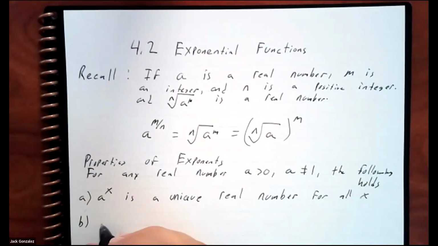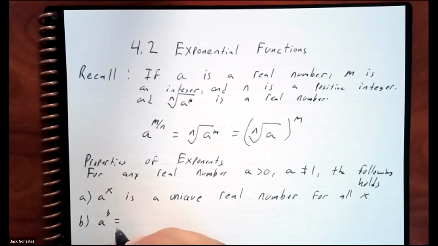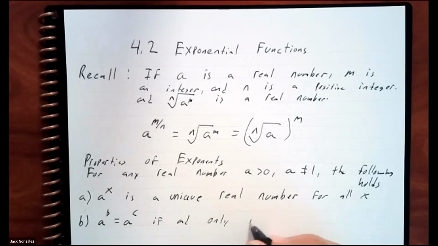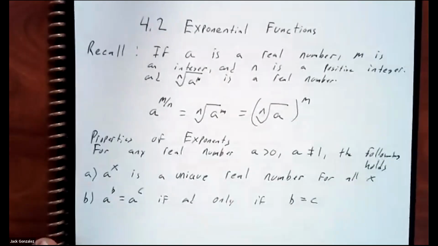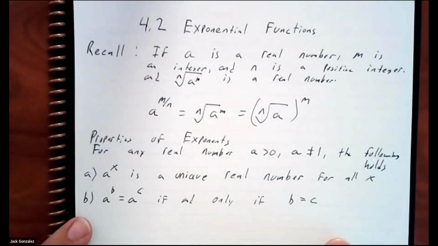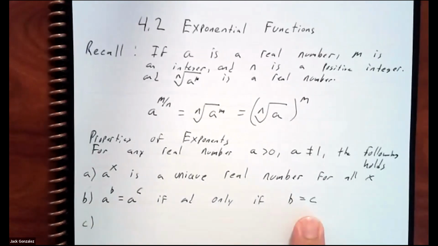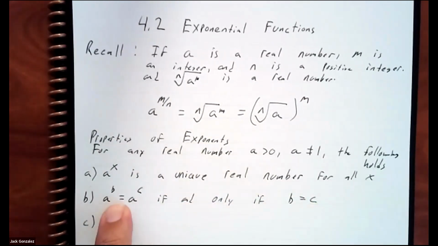B, a to the b is equal to a to the c if and only if b is equal to c. So this can go both directions, okay? Whenever you see a math statement that says if and only if, that's a double implication arrow, okay? So if this is true, then that is true. If this is true, then that is true. That's what I mean, okay?